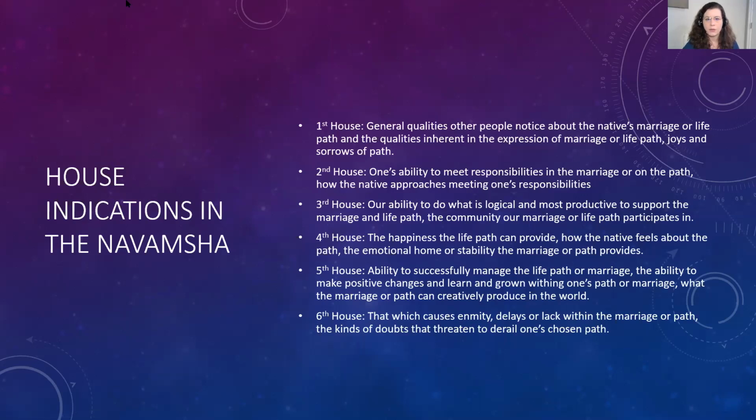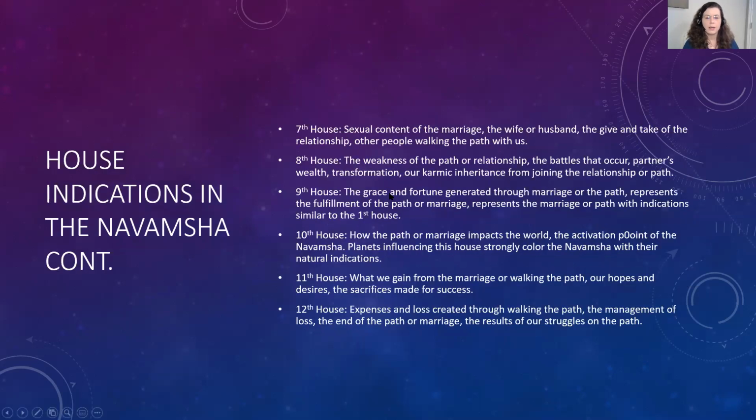And the sixth house is that which causes enmity, delays, or lack within the marriage or the path, the kinds of doubts that threaten to derail one's chosen path. The seventh house is the sexual content of the marriage, the wife or the husband, the give and take of the relationship, other people walking the path with us. The eighth house is the weakness of the path or the relationship, the battles that occur, partner's wealth, transformation, our karmic inheritance from joining the relationship or path.